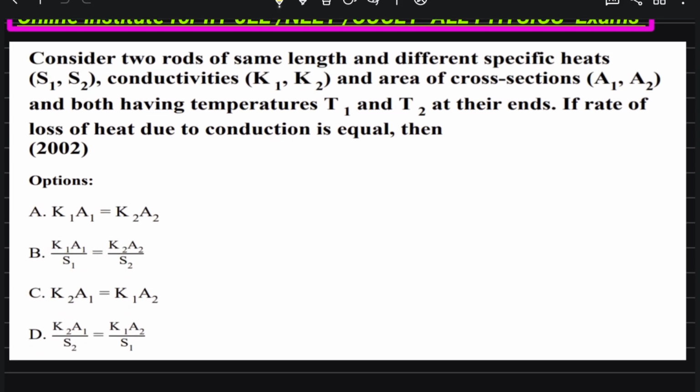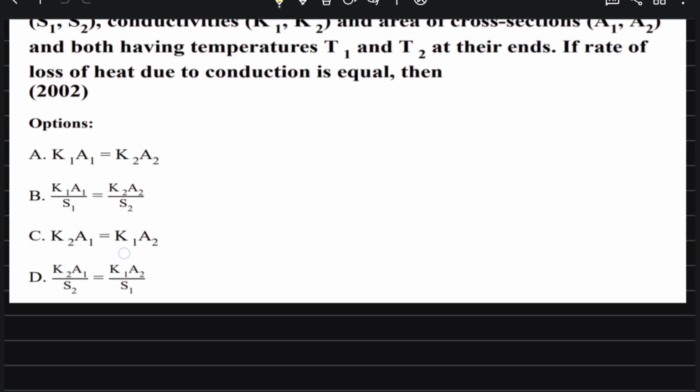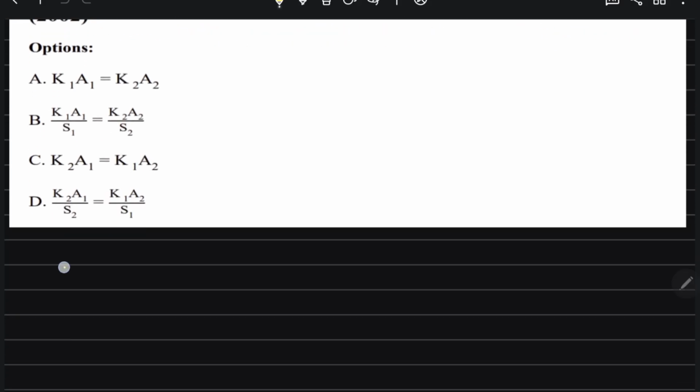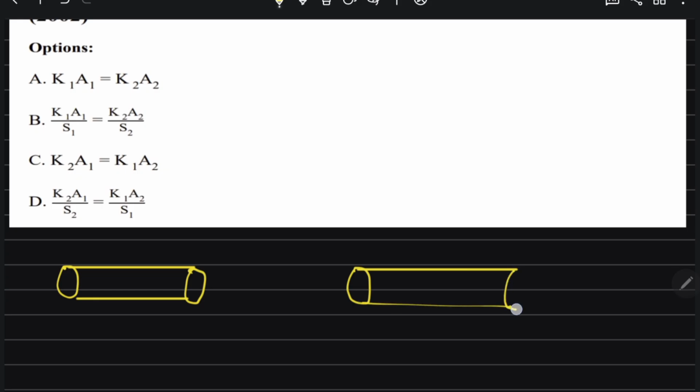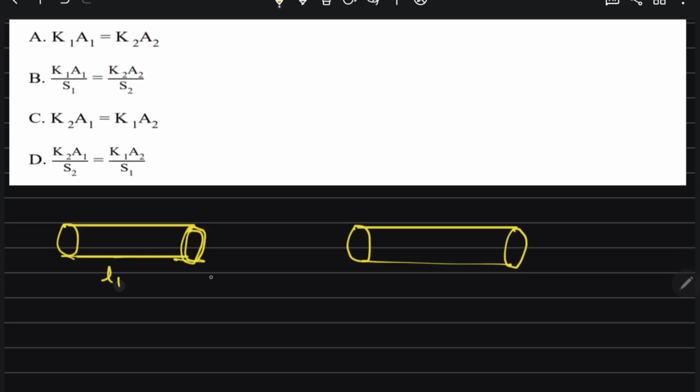Consider two rods of the same length and different specific heats, S1 and S2. The conductivities are K1 and K2, and the areas of cross section are A1 and A2, having temperatures T1 and T2 at their ends. The rate of flow of heat due to conduction is equal. Suppose this is one rod, and this is another rod, having the same length, L1 and L2.